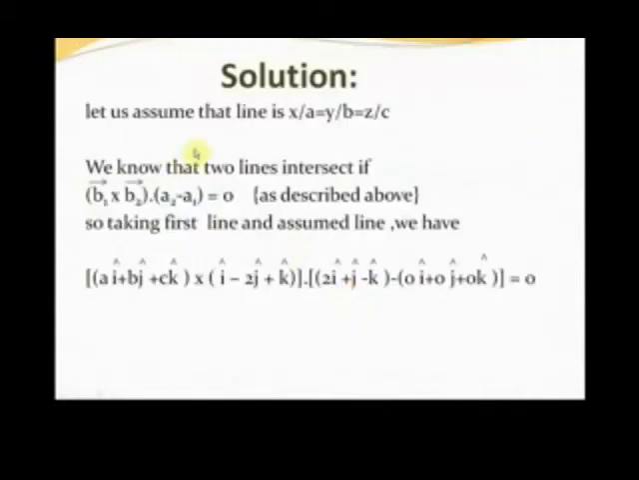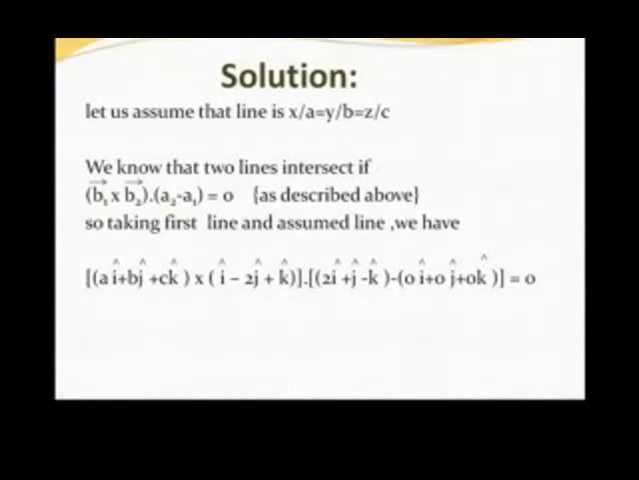So let us assume that this line is x by a equal to y by b equal to z by c. Here a, b, c are the direction ratios of this line, and this line passes through the origin. We have been given that this line and the first line intersect each other. So for intersecting lines, b1 cross b2 dot a2 minus a1 is equal to 0. So what we do is, taking the first line and the assumed line, we find this value, which is a times i cap plus b times j cap plus c times k cap, cross i minus 2j plus k, dot 2i cap plus j cap minus k cap minus 0 times i cap plus 0 times j cap plus 0 times k cap, equal to 0.